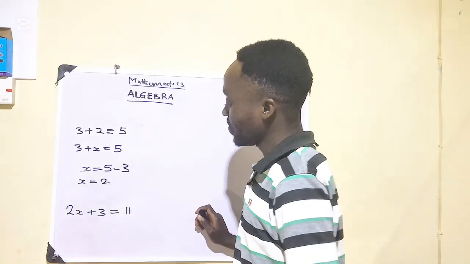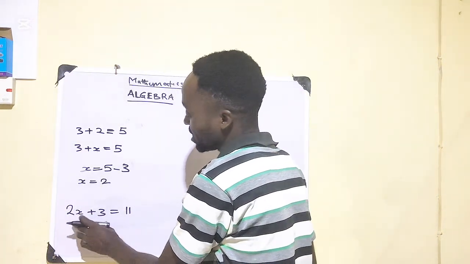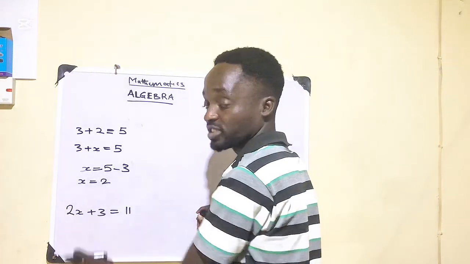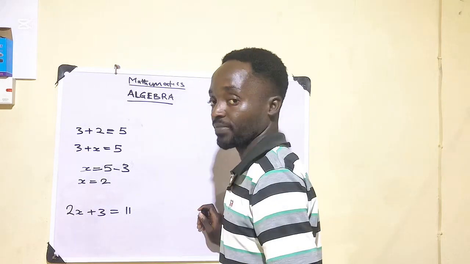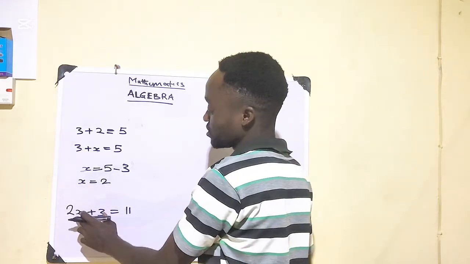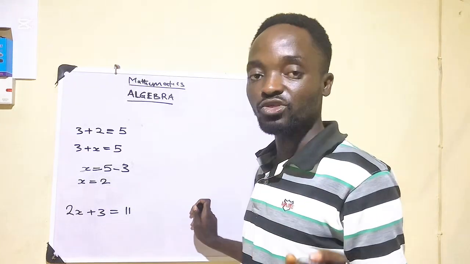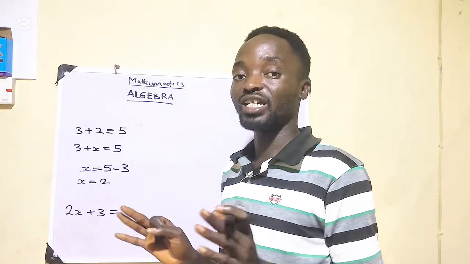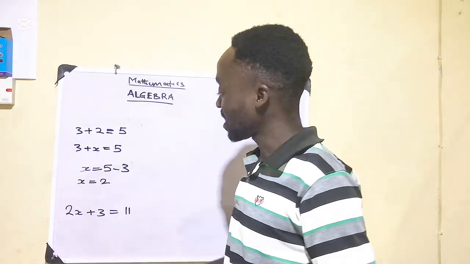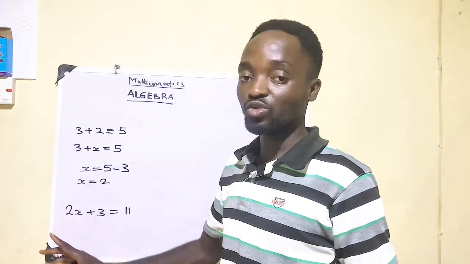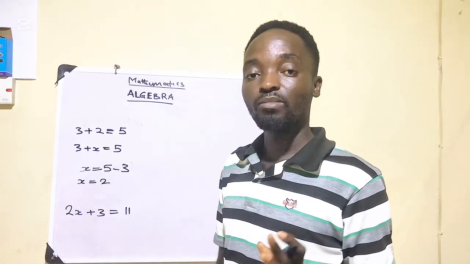Now, if I have to do that, remember, whenever you are asked to find x, you are always going to make x the subject of the formula. Remember, making something the subject is just making that thing stand on its own without any letter or number attached to it. That means I want x to be on its own without any other number attached to it.